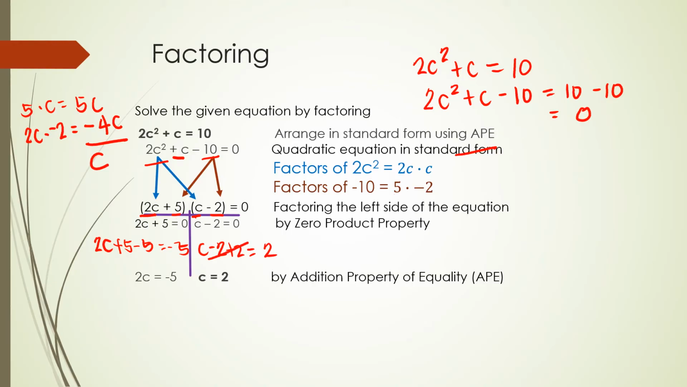So, mawawala na tong part na to. Magiging 0 na yan. Magiging 0 na to. So, ang naiwan na lang is 2c. And then, you have negative 5. Dito naman, naiwan na lang si c. And then, you have 2. So, you have here the value of c, which is 2. In this side, hindi pa siya final since meron ka pa ditong 2 sa tabing c. So, you need to divide both sides by 2 or using the multiplication property of equality. So, magiging c is equal to negative 5 over 2.